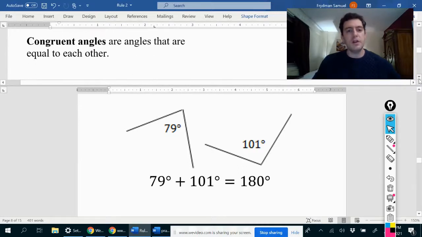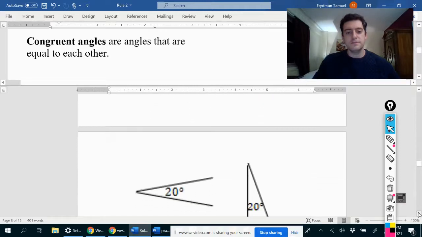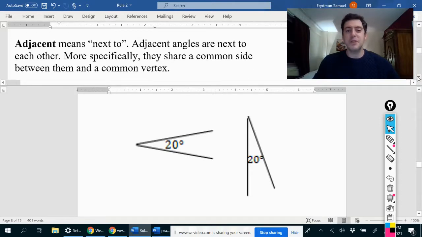Let's move on to congruent angles. Congruent angles are angles that are equal to each other. This angle is 20 degrees. This angle is also 20 degrees. They are equal to each other. Therefore, we call them congruent. Pretty simple.